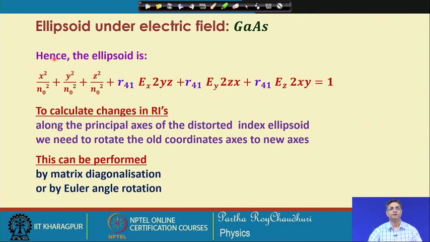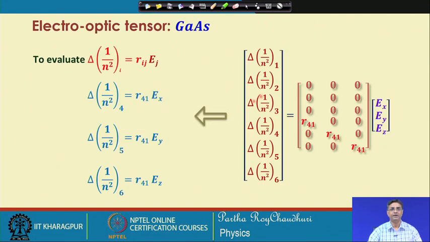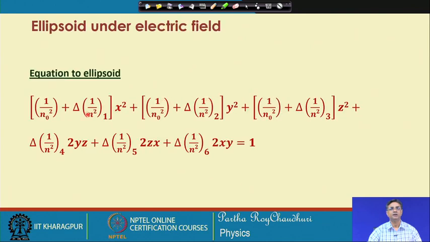Therefore, from here we can write this ellipsoid equation, because the elements associated with x square, y square and z square, that is 1, 2 and 3, are all 0. That means these square terms remain unaffected, but there will be the coming of the cross terms, that is yz, zx and xy, coming into play in the new ellipsoid equation.